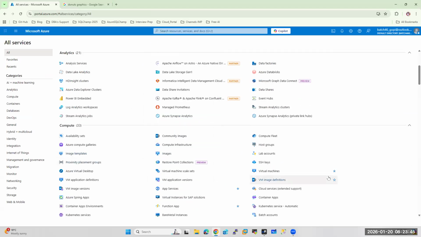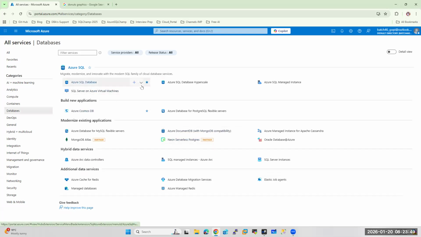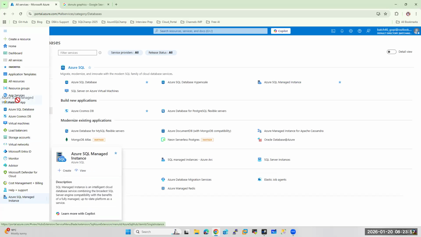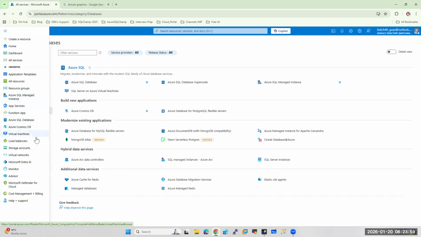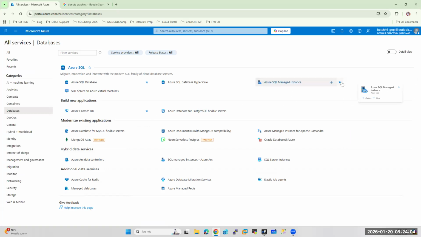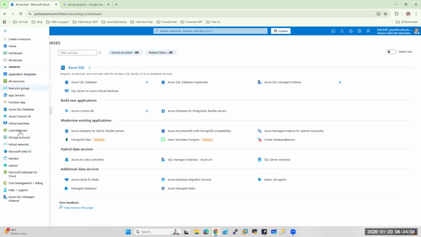If you want to add a favorite, for example, I can go to databases and add the favorite of MI, managed instance. Now I can see the MI also. If you want to move it here and there, you can move it. If you want to remove it, I can remove it. If you want to add, I can add it. So in case you want to add favorites, you can add them here also.